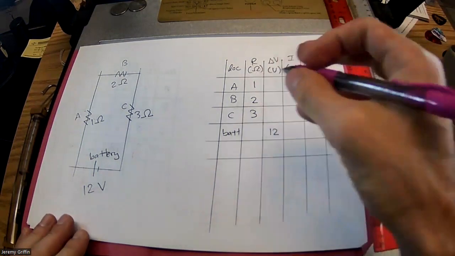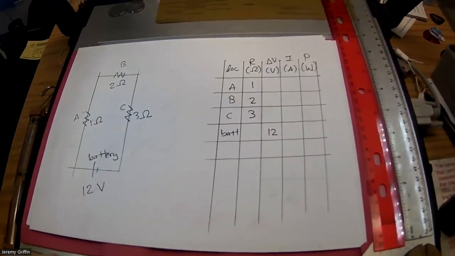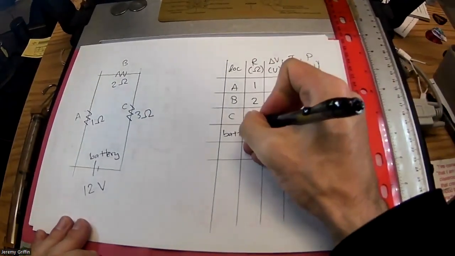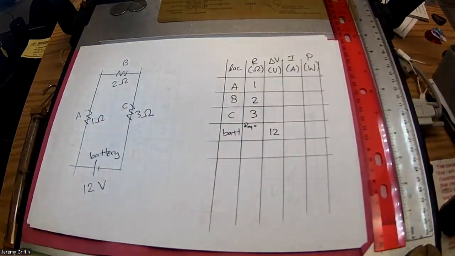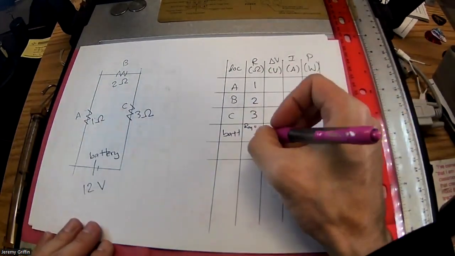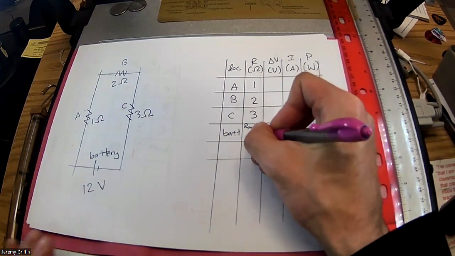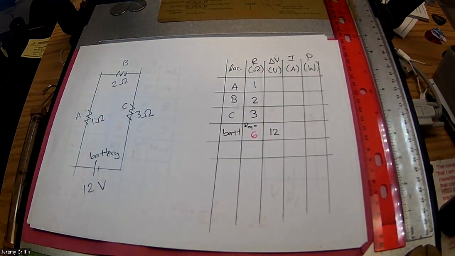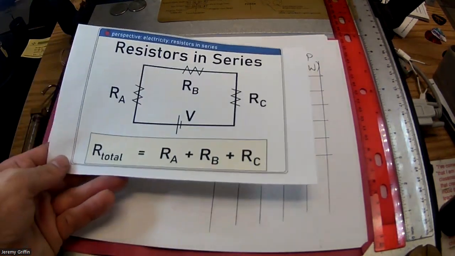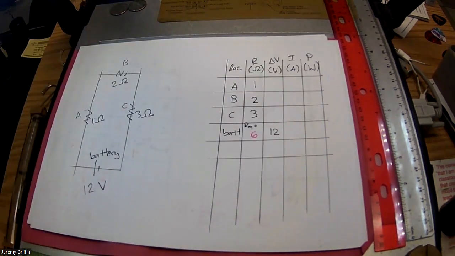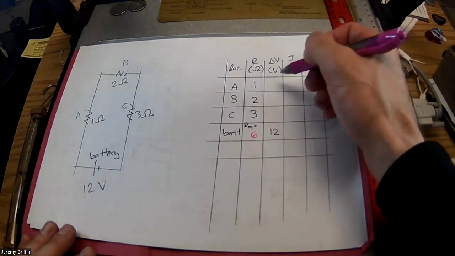All right, first question. What is the equivalent resistance from the point of view of the battery? How many ohms? Yeah, 6 ohms, right? Just very simply add them up, because resistors in series just add up. 1 plus 2 plus 3, 6, boom. Okay. Now voltage drop.